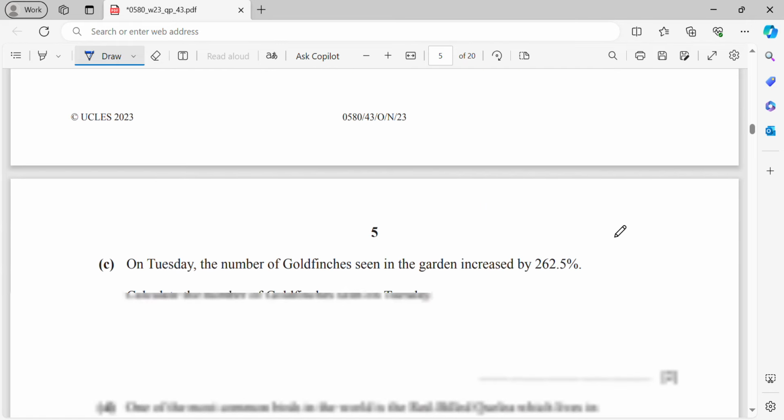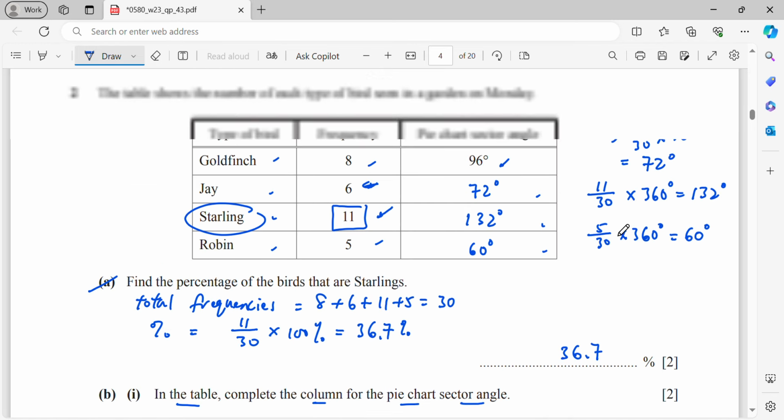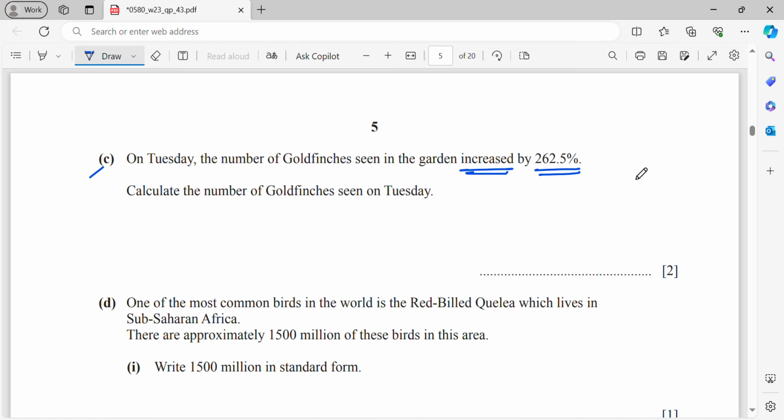Okay. So now for part C, on Tuesday, the number of goldfinches seen in the garden increases by 262.5%. Calculate the number of goldfinches seen on Tuesday. Okay, so see, initially 8. Now it has been increased by 262.5%. So I will say initially 100%. Since it is increased, so we have to plus. Increase means plus, right? So 262.5, because of percentage, I divide by 100%.